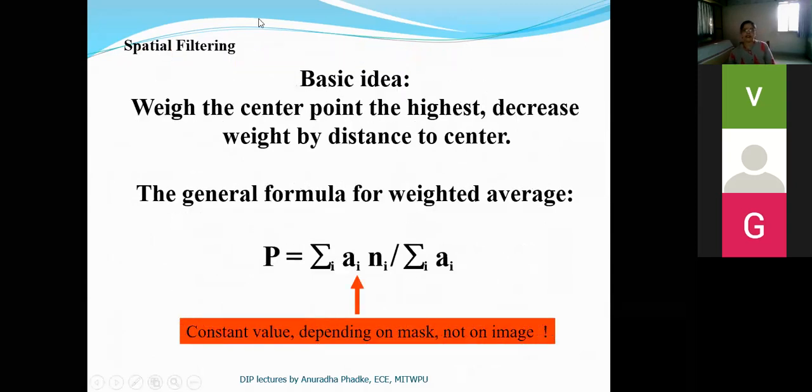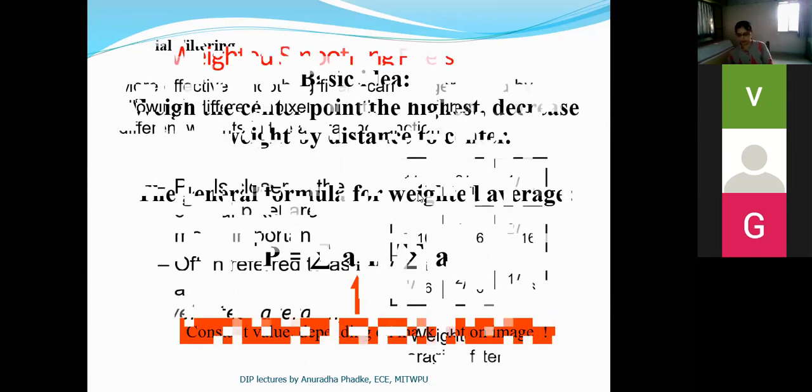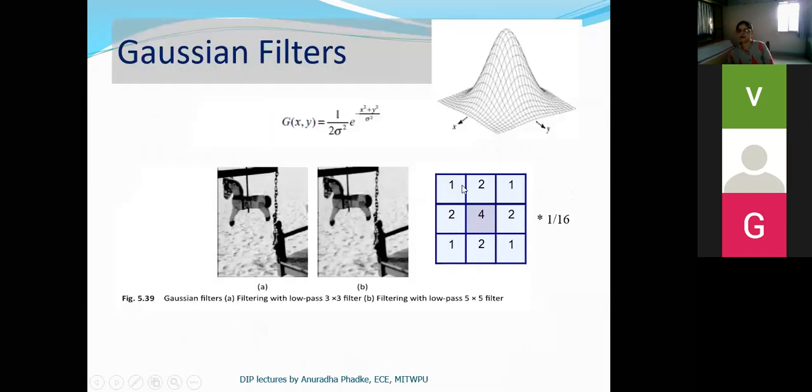Okay. So in general, any weighted averaging filter we can represent by this formula. Here, your resultant pixel value P is given by summation of ai Ni divided by summation of ai. Here ai represents the filter coefficient values. As shown here, these are your filter coefficient values. In the denominator, we are considering summation ai, that is the addition of all these values, which is 16.